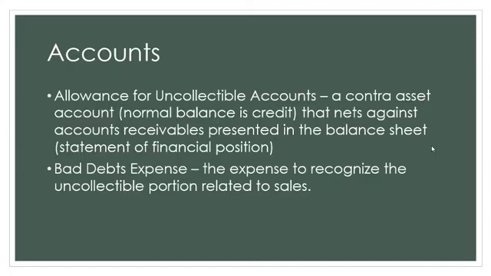So we have the important accounts to be remembered here. The first one is allowance for uncollectible accounts, which is a contra asset account. When you are preparing the statement of financial position, you will deduct the amount in this account against accounts receivable. The second account title that we have here is bad debts expense. That is the expense we recognize for the uncollectible portion related to sales.